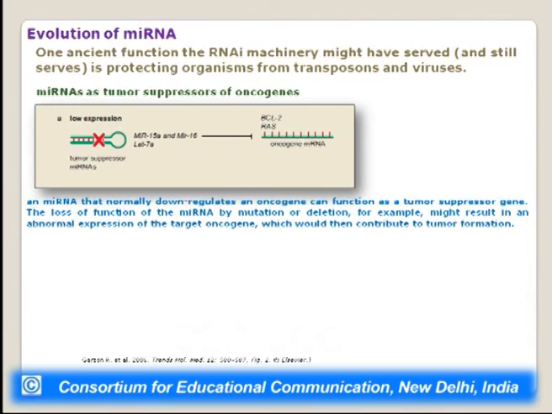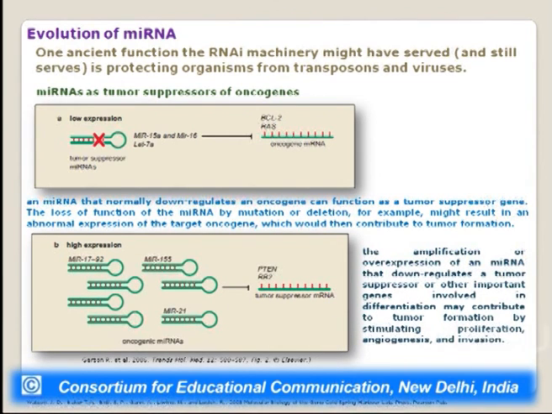So, why did microRNAs evolve? One of the reasons could be that, in humans, they act as tumor suppressors of the oncogenes, or the cancer-producing genes. Then, higher expression of some microRNAs can actually induce tumor formation. The amplification or overexpression of a microRNA that downregulates a tumor suppressor or other important genes involved in differentiation may contribute to tumor formation by stimulating proliferation.